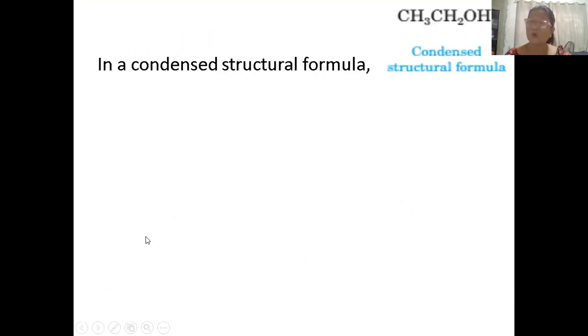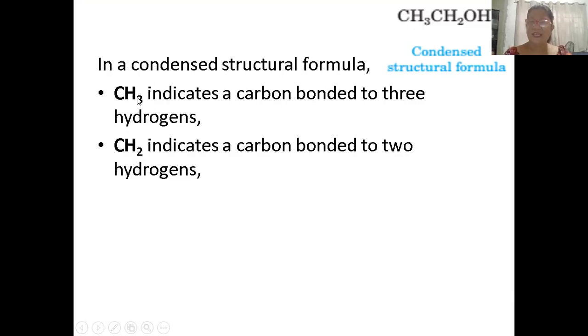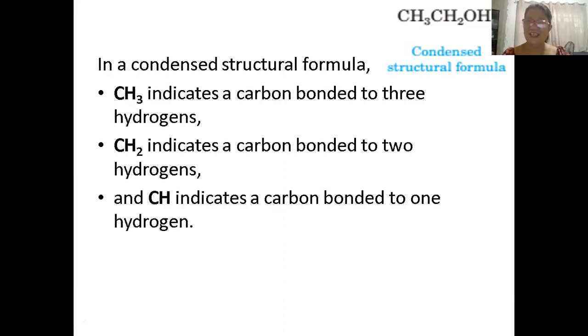We can have a condensed structural formula. What may be a condensed structural formula? It goes CH3, CH2, CH3, and we can write that in a condensed form. The first one is CH3, followed by CH2, CH2. For repeated CH2, you can put it in parentheses. That is known as a homologous series.